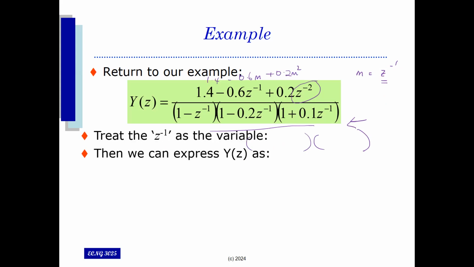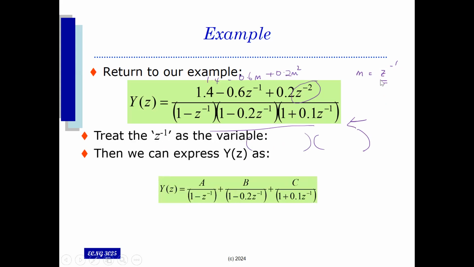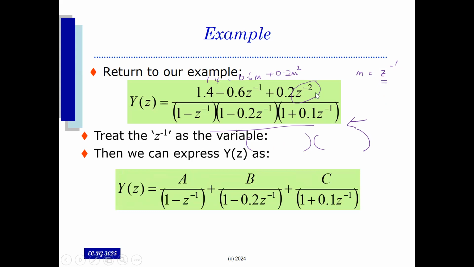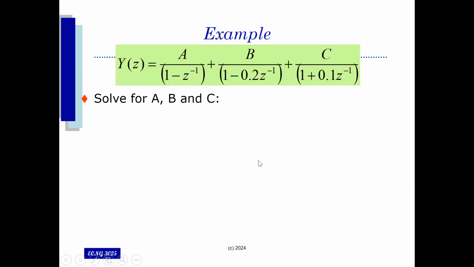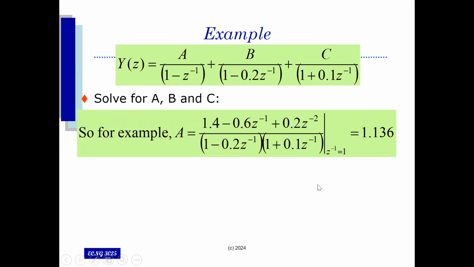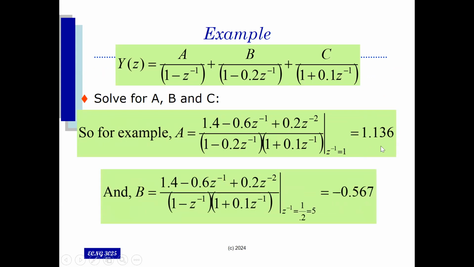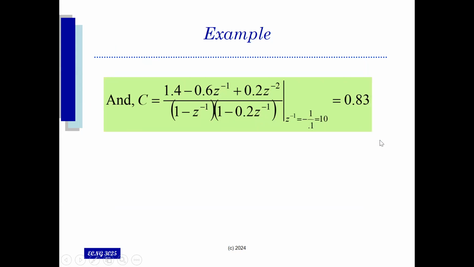So treat z minus 1 as a variable, and if you do it correctly, you have it in 3 partial fractions now, and you solve for a, b, and c. If you solve for them, you're going to get, in this case, that a was 1.1, b was minus 0.5, and c was 0.83, and so on. I'll leave you to try these. These were actually examples that we did a little over a year ago in Signals as well. You're going to have to be proficient enough in this, so you have some time.